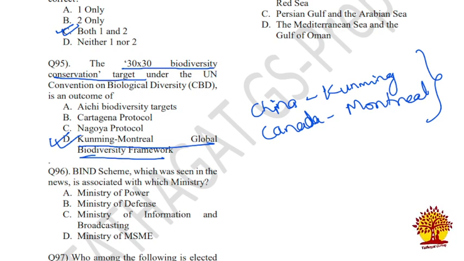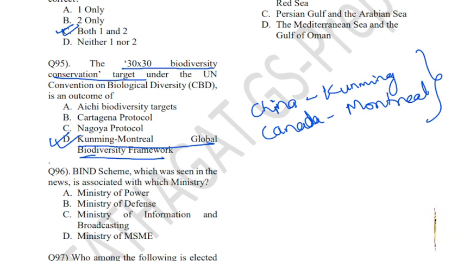they have come up with this title. After that, it was adopted by COP 15 of Convention on Biological Diversity on 19 December 2022, and it has a promotion of Paris Agreement for Nature.